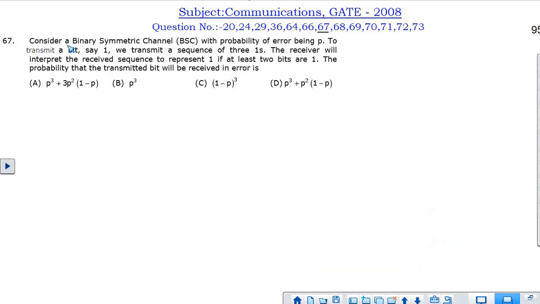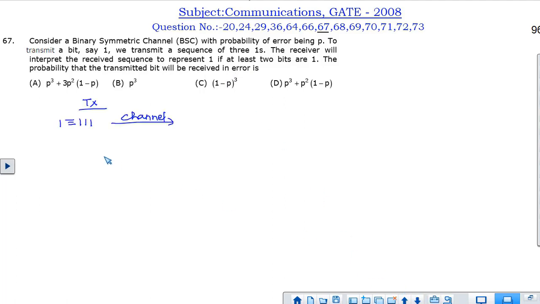Next, in this question, it is given, consider a binary symmetric channel with probability of error being P. To transmit a bit, say 1, we transmit a sequence of 3 ones. The receiver will interpret the received sequence to represent 1 if at least 2 bits are 1. The probability that the transmitted bit will be received in error, we have to find out.